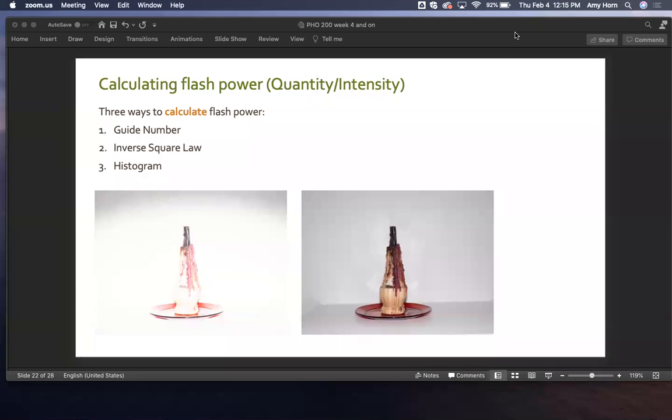So today we're going to talk about inverse square law and calculating flash power. There are multiple ways to calculate the flash power and to identify how it's illuminating your subject. As you can see on this slide, first is using the guide number that comes with your flash. Second is the inverse square law, and third is a histogram. So let's take a look at what each of these mean.